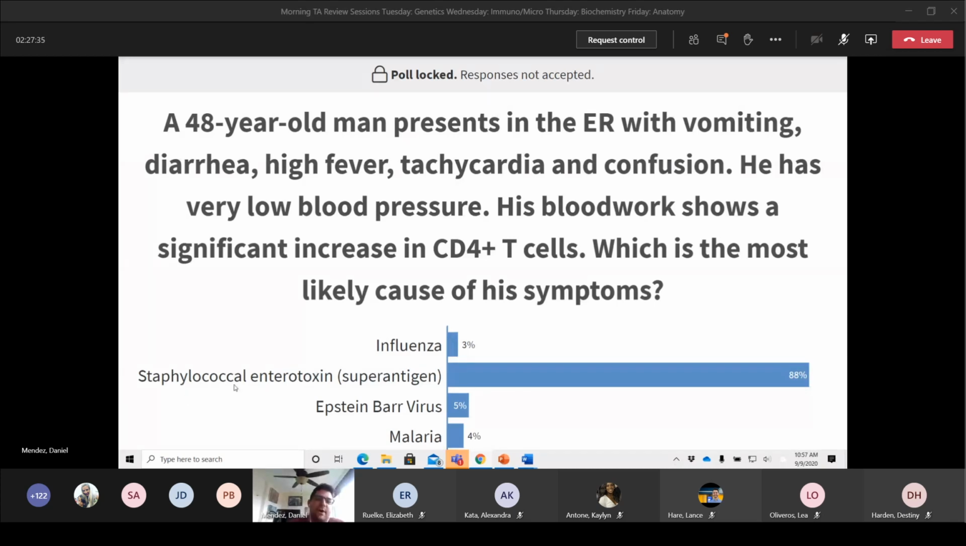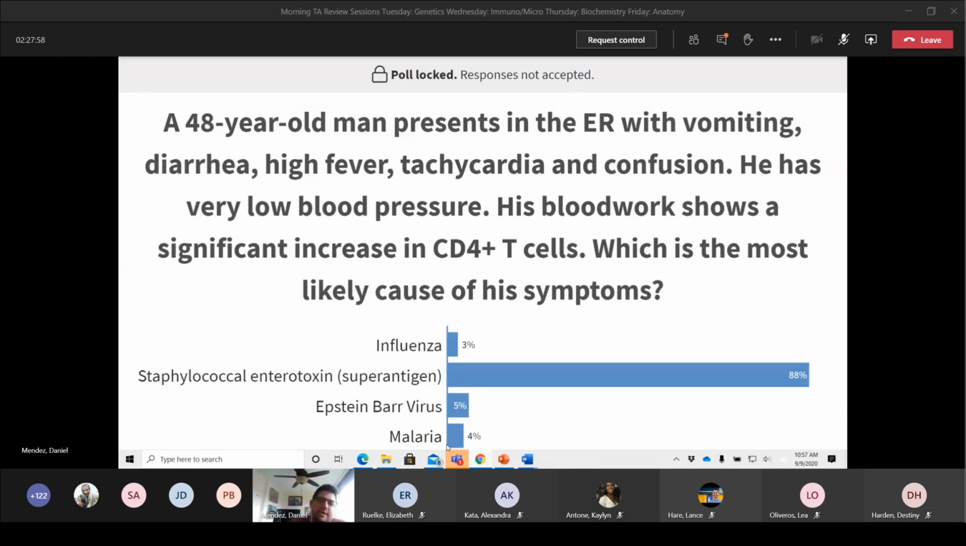Staphylococcus, enterotoxin, superantigen, you're going to see this exact same thing in your next lecture. But staphylococcus, that's a bacteria. So we could see it there because that is exogenous. Epstein-Barr virus, that is endogenous because it is a virus, so we're not going to see it there. So influenza, Epstein-Barr, knocked out. Malaria. Malaria is actually a parasite, something you're going to go over in block three.